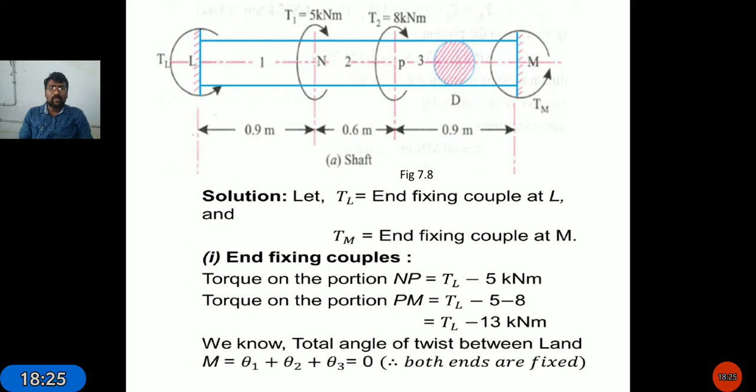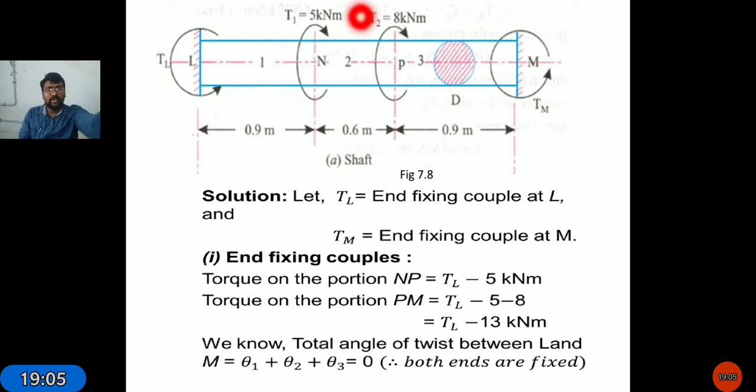Here the torque is applied at the junction of two shafts, so it is in parallel condition. Already we read this statement in series shafts and parallel condition. Whenever the torque is applied at the junction of two shafts, the shaft is in parallel condition. So the torque on the portion NP is equal to TL. Torque on the portion NP is equal to TL.